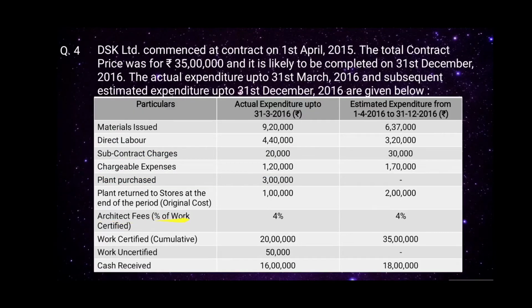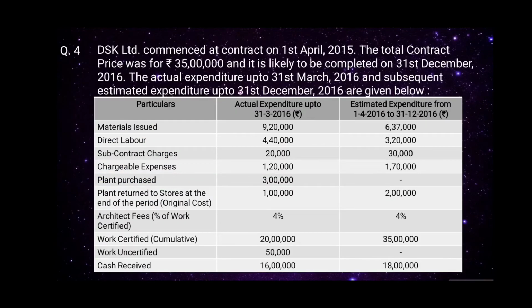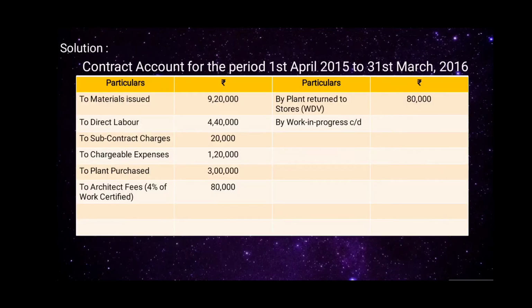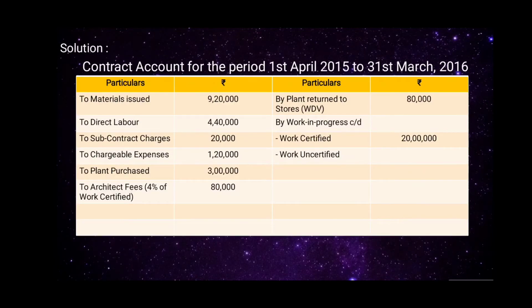Next is architect fees, percentage of work certified. So the percentage amount is given as 4%. So 4% of work certified, that is 20 lakhs, which will be 80,000. Next, work certified, that is cumulative, amount is 20 lakhs. So we'll record it on the credit side under work in progress carried down. So work certified amount is 20 lakhs. Next, work uncertified amount is given as 50,000. So we'll record it. Work uncertified amount will be 50,000.